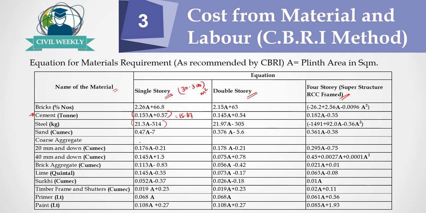If you solve this particular equation, you will get the quantity of steel in terms of kg. The unit is also mentioned over here, so whatever values you get will be in terms of these units. You will get the lime in terms of quintal, primer in terms of liters, coarse aggregate in terms of cubic meter, and bricks in terms of percentage number. So these are the equations which we use for calculating the quantity of material.